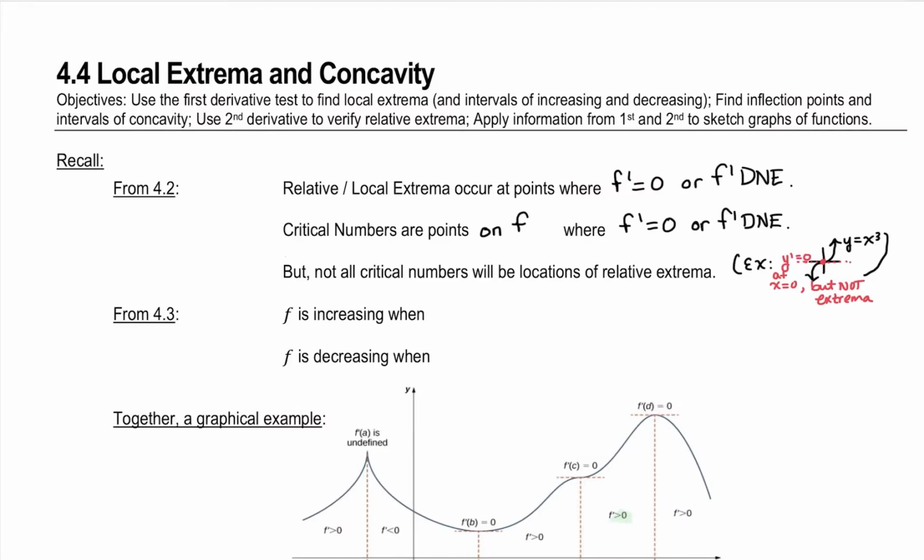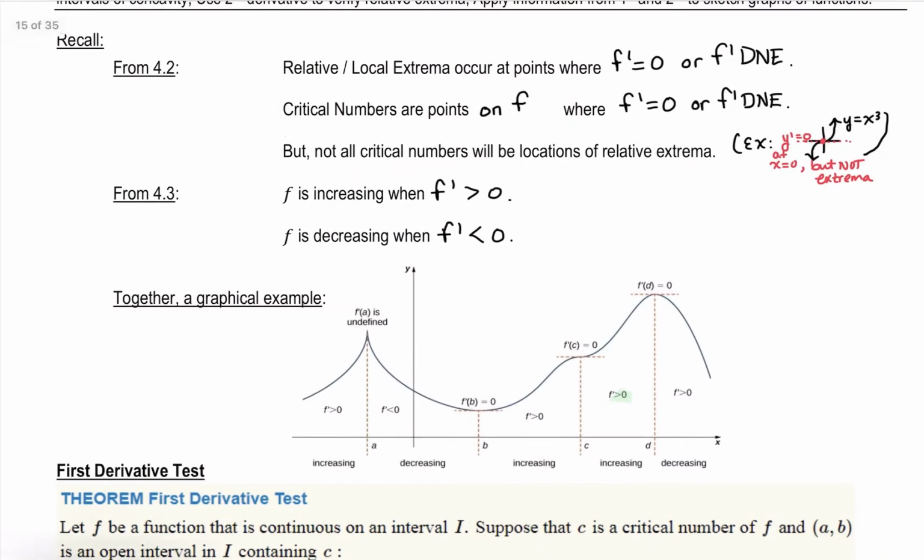Now, from the corollary to the mean value theorem at the end of section 4.3, we learned something pretty intuitive, even without the mean value theorem approach to the proof, which is f is increasing when its derivative, f prime, is greater than 0. So if the rate of change is positive, the function is increasing. f is decreasing when its rate of change, its derivative, is negative. So let's pull this together and observe some examples here.